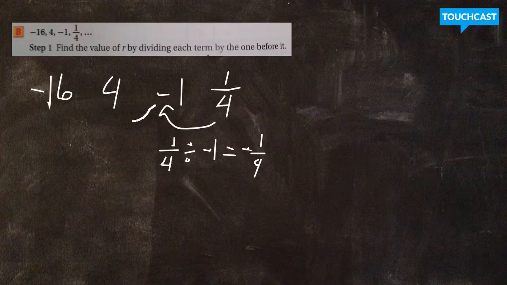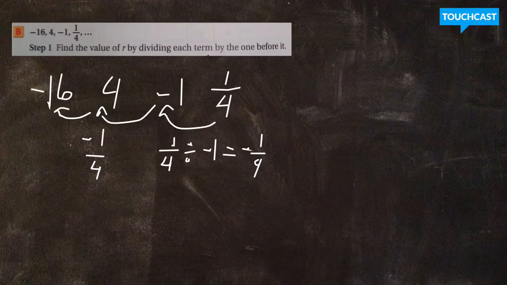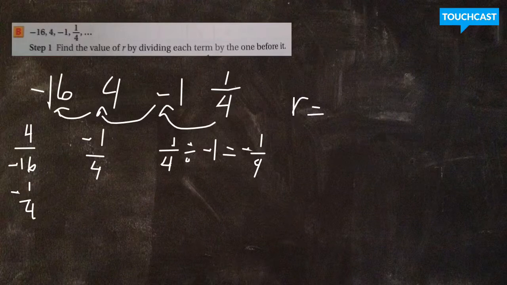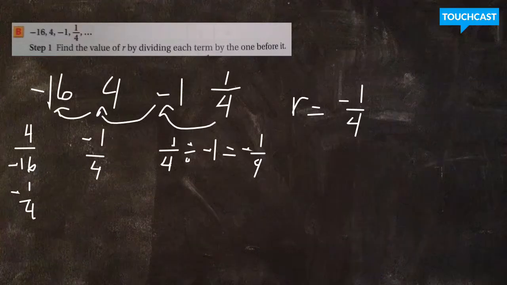Then we're going to go -1, and divide it by 4. We've got a fraction that's simplified. We need to also do that with our last one. We've got 4 divided by -16, which can simplify to -1/4. So we have found the common ratio, which is -1/4. We're going to use that to find the next three terms for step 2.